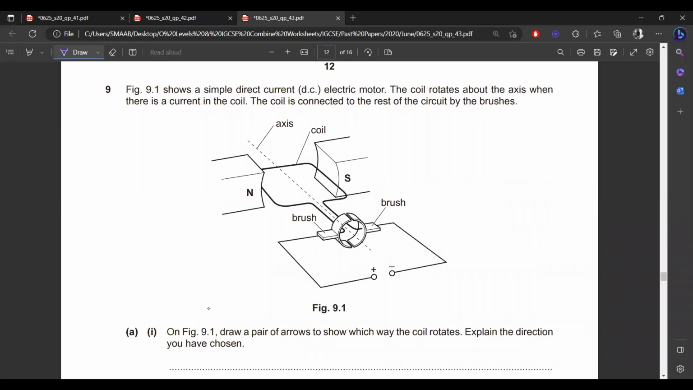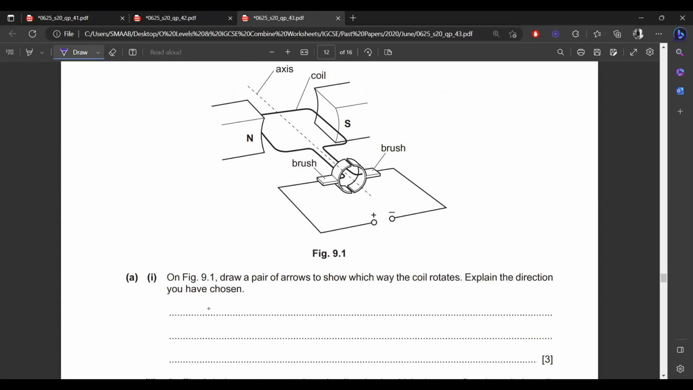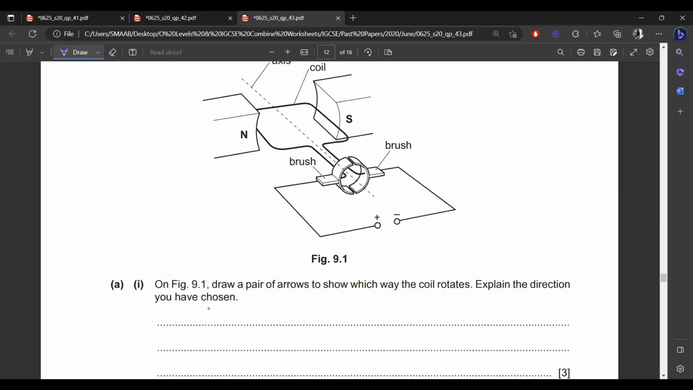Figure 9.1 shows a simple direct current electric motor. The coil rotates about the axis. When there is a current, the coil is connected to the rest of the circuit by the brushes. On figure 9.1, draw a pair of arrows to show which way the coil rotates. Explain the direction you have chosen. Okay, so you need to draw a pair of arrows to show in which way the coil rotates.